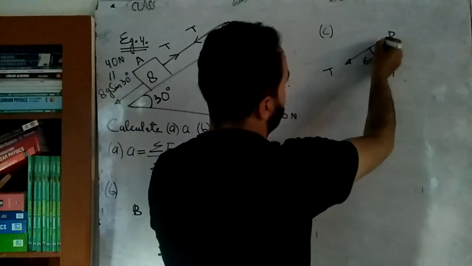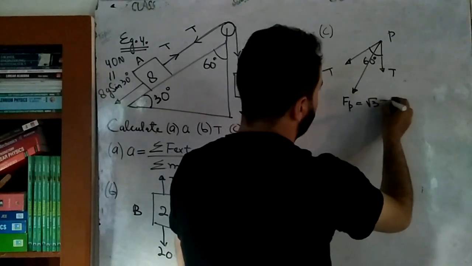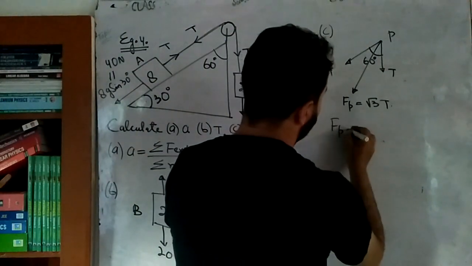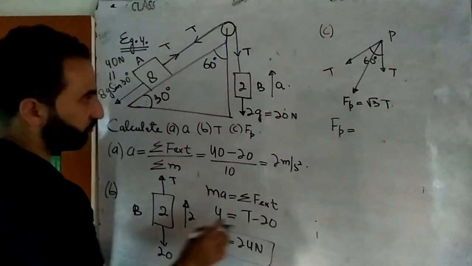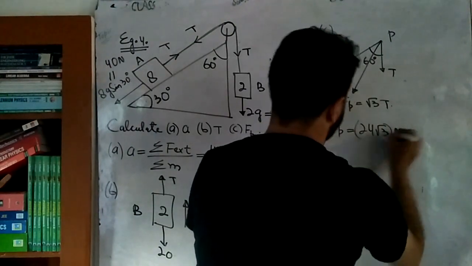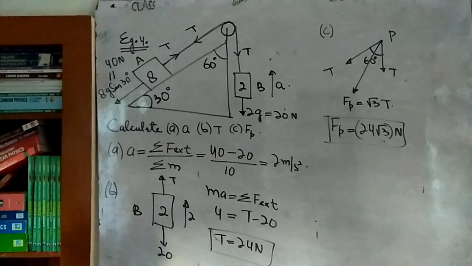ठीक है ना बेटा? So the resultant will be along this direction and the force on the pulley will be equal to root 3 multiplied by T because theta is equal to 60 degrees. Okay, so force on the pulley will be simply equal to tension, कितना है बेटा? That's 24, so it will be equal to 24 under root 3 Newton. Answer. Problem done. Okay, pause screen, write it down.